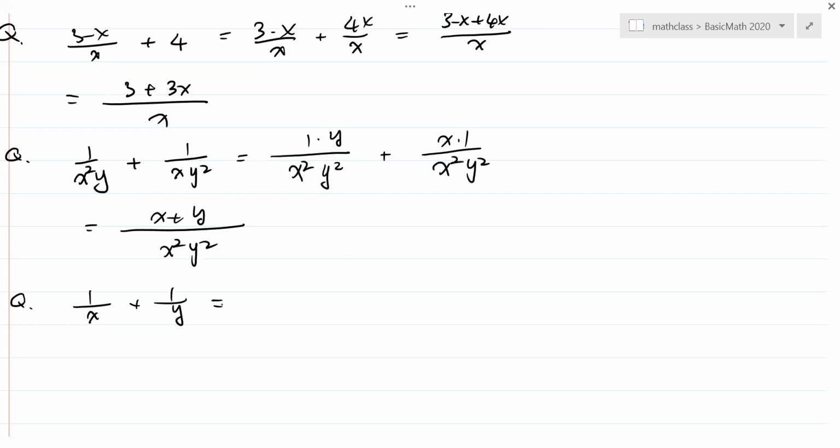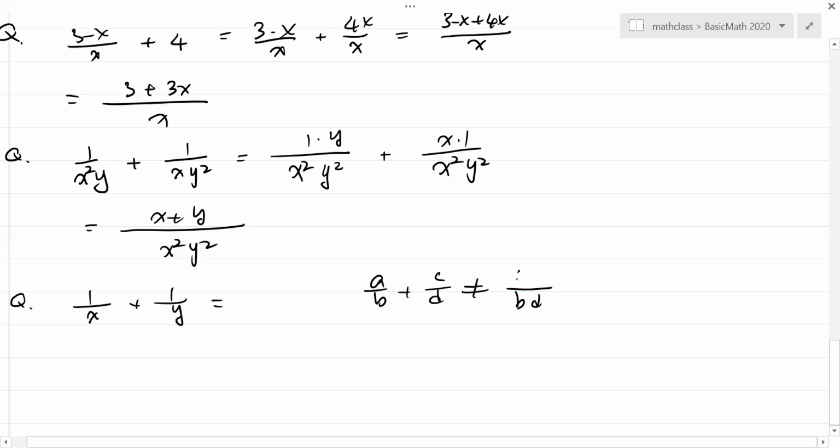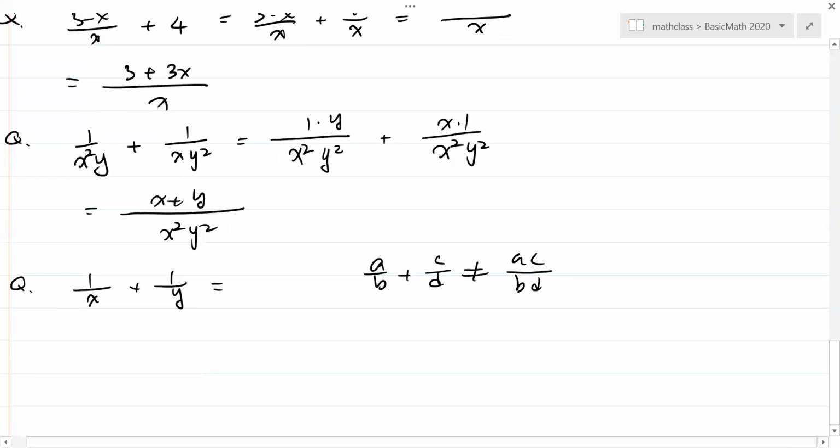So why do you make mistakes? You have to find out. You cannot just do numerator times numerator, denominator times denominator. So a over b plus c over d is not going to be bd plus ac. This is not a product. This is an addition. So those students who got 1 over x times y probably used the wrong formula, right? This is a sum of 2 terms.